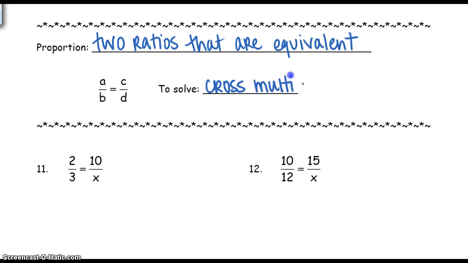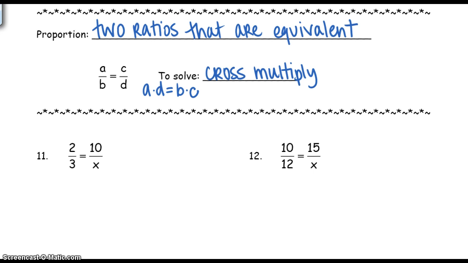So if we were going to start solving this problem over here with all these letters, cross multiply means you take the top, which is A, and multiply it with the bottom of the other ratio, which is D. Take the bottom of this one and multiply it with the top one. So we'll have A times D equals B times C. Now we can't go any further with this because way too many variables are there. But this is how you're going to start all of your problems below.